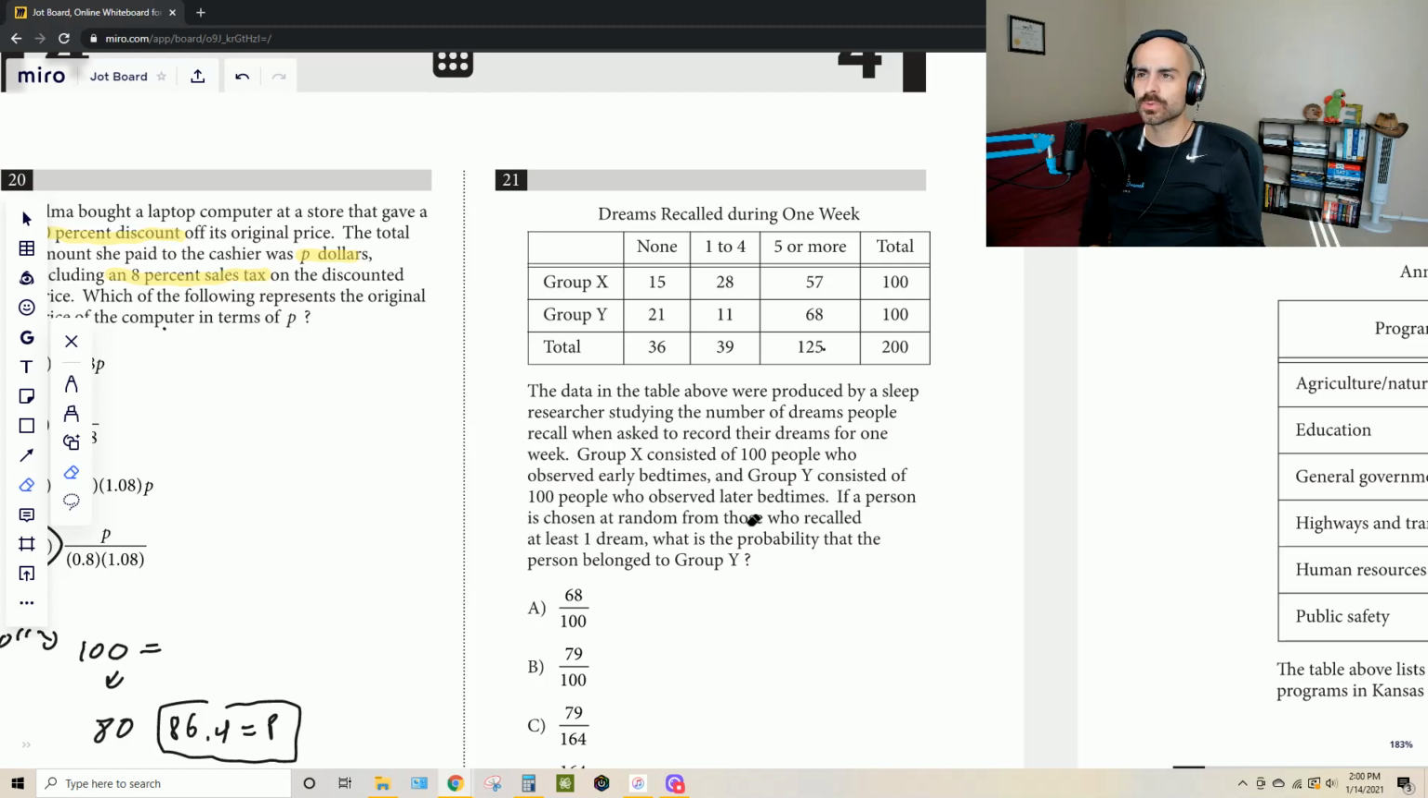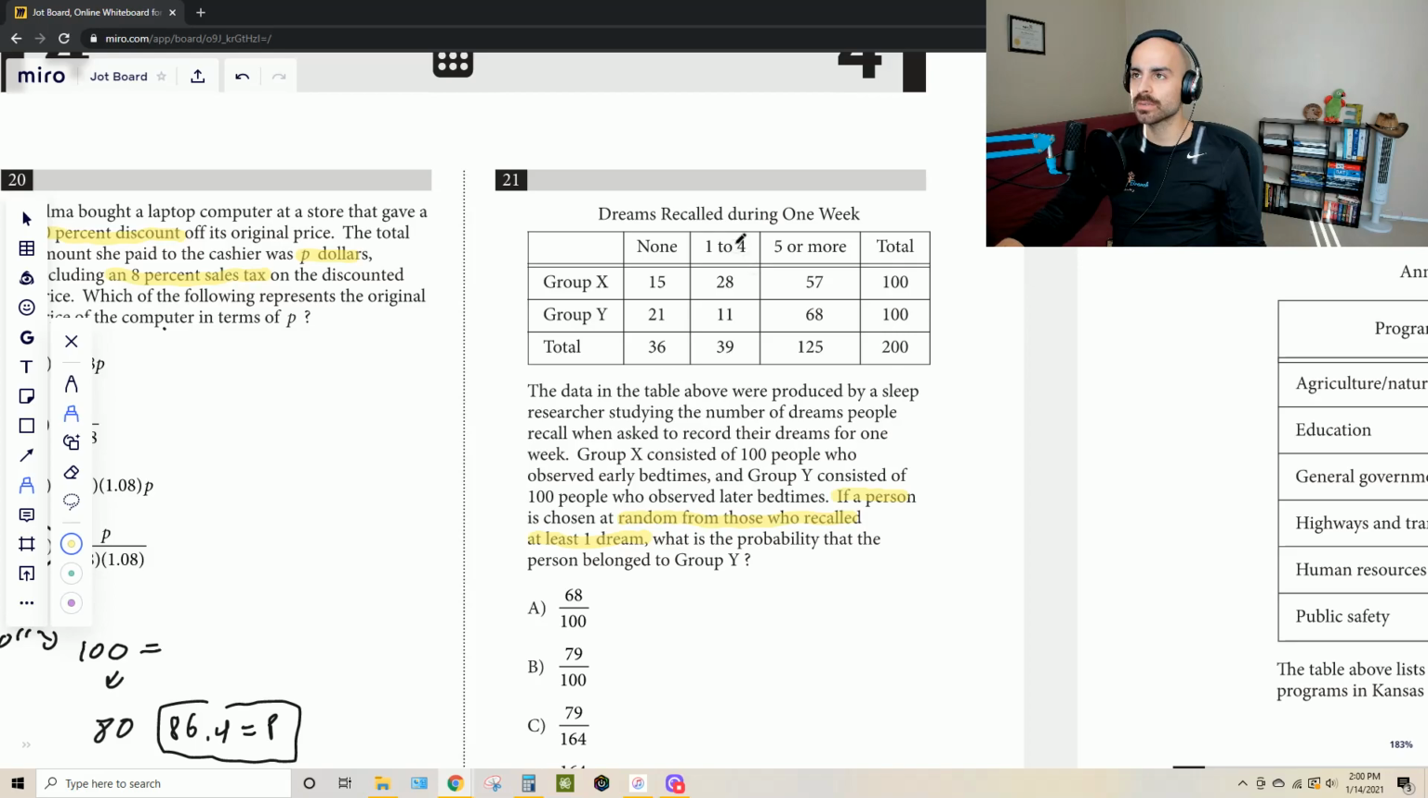So these tables are always testing us on being able to identify the right numbers to work with. So let's just focus on that heavily here. We see here that they give us a bunch of stuff we really don't need to know. If a person is chosen at random, this is where it really gets important, chosen at random from those who recalled at least one dream.